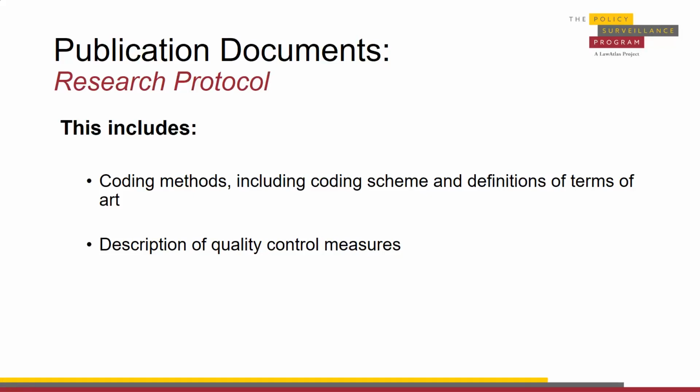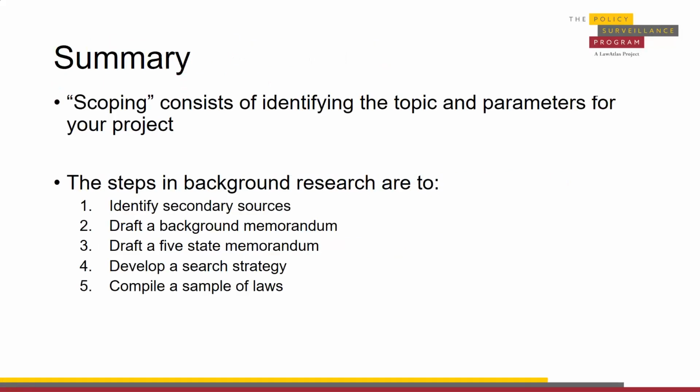In summary, scoping consists of identifying the topic and parameters for your project. Scoping is a step that is never truly finished. It's why it's the first step, but it's also kind of the last step. We're constantly redefining, rescoping based on every other step in the policy surveillance process, including background research.